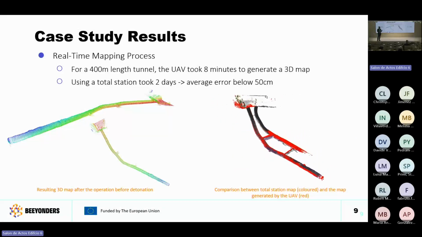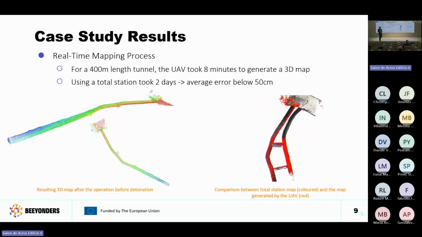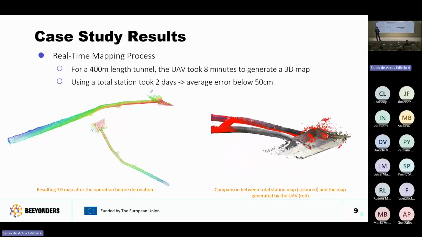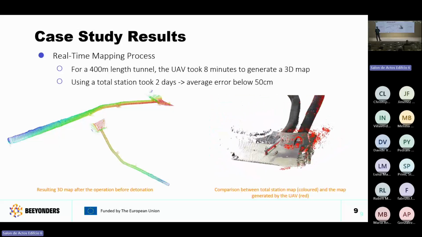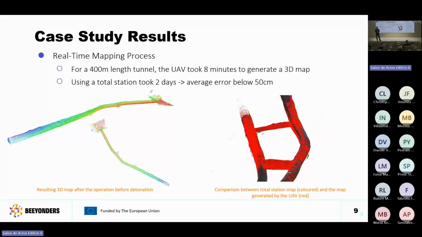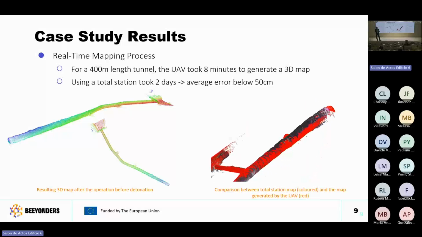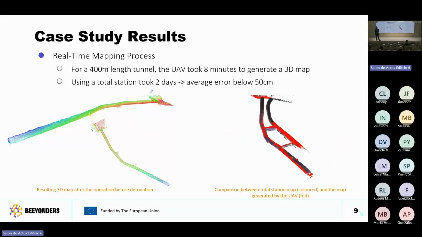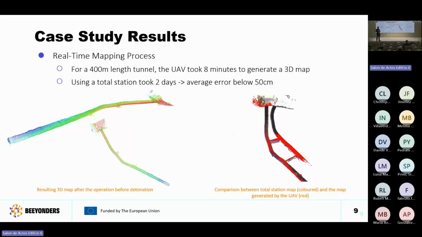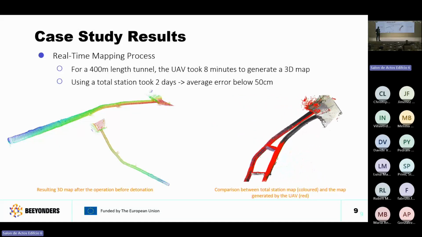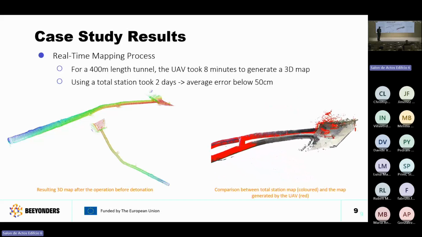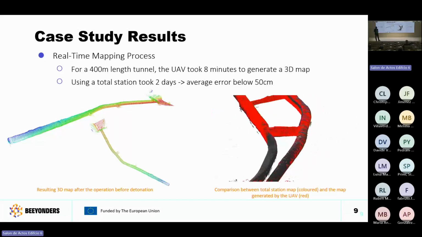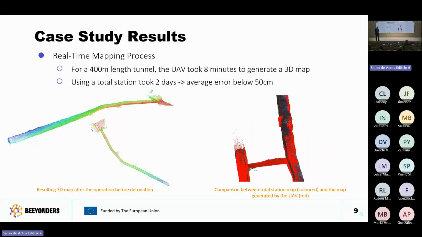So what we did was to compare the map that the UAV built during this operation of going back and forth, which took less than 10 minutes, quantitatively with the map that was built using a total station, which took 2 days to create. We have some papers about these experiments. Actually, one of them was accepted very recently, and we will be presenting it next month.